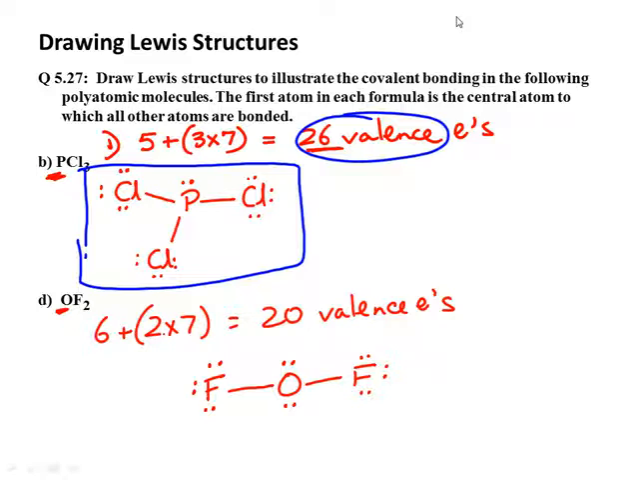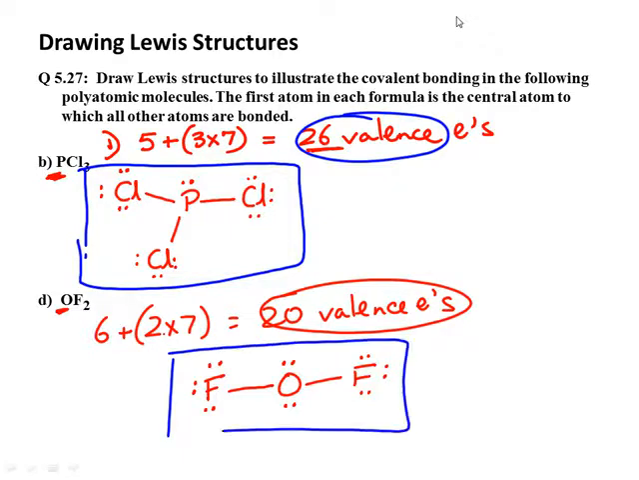many valence electrons as were available. So we originally had 20 valence electrons. So if you count 1, 2, 3, 4, 5, 6, 7, 8, 9, 10, we have used up all of the 20 valence electrons. Your structure cannot show less or more than the electrons that you have available to play with.